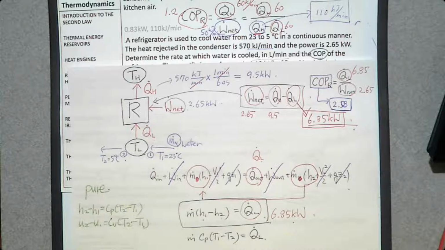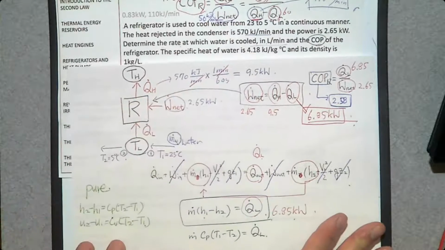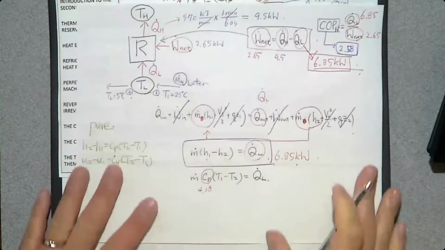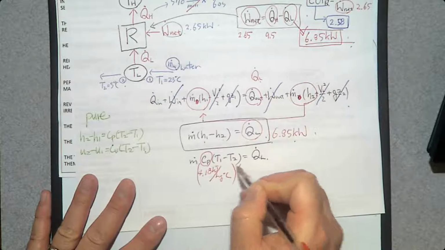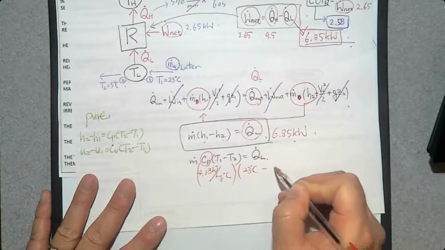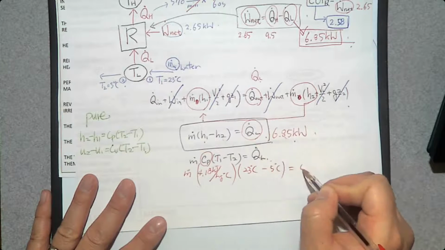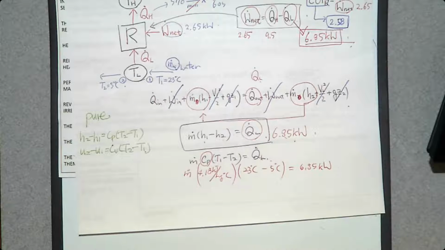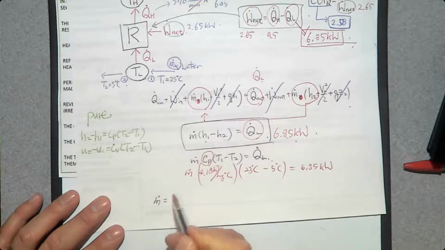Then what is T1? 23. What is T2? 5. What is Cp? 4.18. So we have everything. So this one is 4.18 kilojoule per kilogram degree Celsius. We have T1, 23 degrees Celsius. We have T2, 5 degrees Celsius. We have M dot in front. I don't know what it is. We have Q dot L, 6.85 kilowatt. So can you determine M dot? Yes. Then what is M dot? M dot is, do I have it?